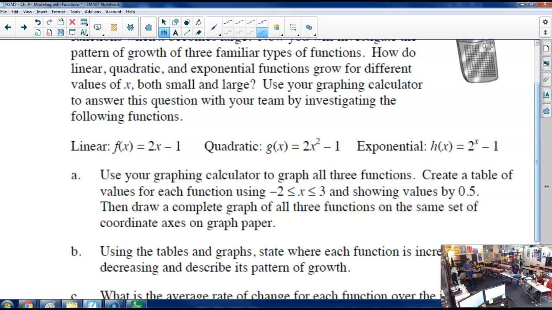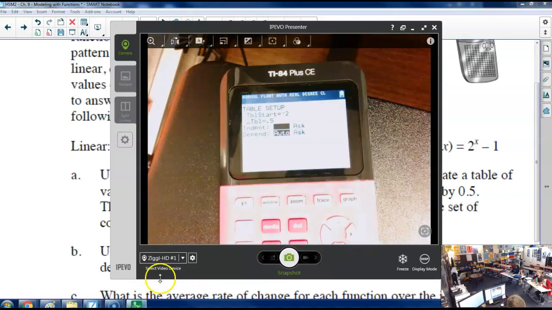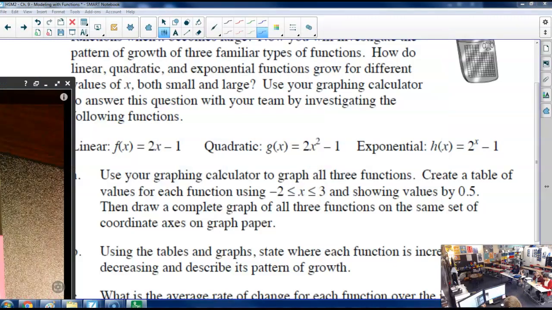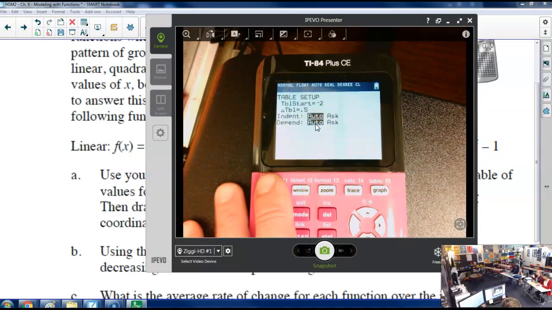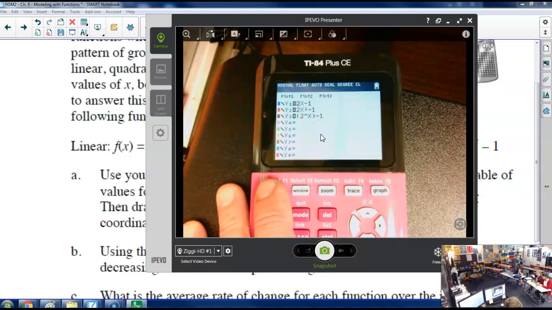Then go to second table set, or second window. Set your table to start at -2, and I will show you all of this on the document camera in a minute, but I want you to try on your own. Set your delta table to 0.5. It's the second option, triangle TBL. That's delta table, the change in table. Start at -2, go by 0.5, and switch to auto auto. Trust me. Your y equals should have just these three functions.